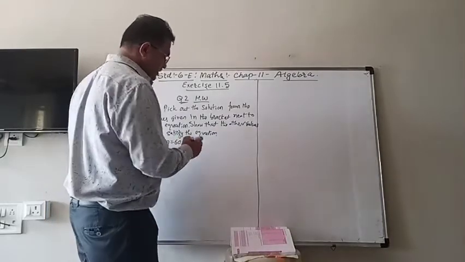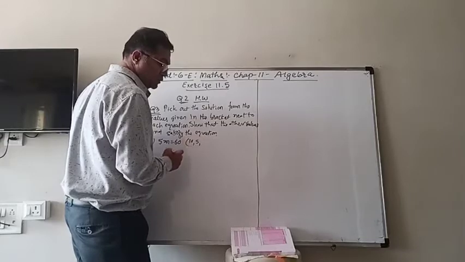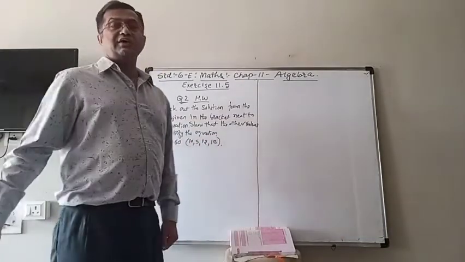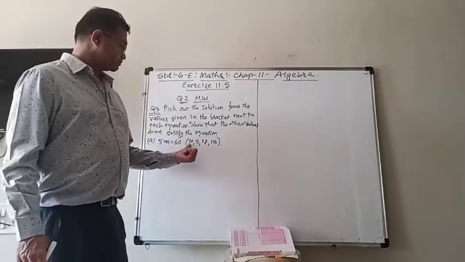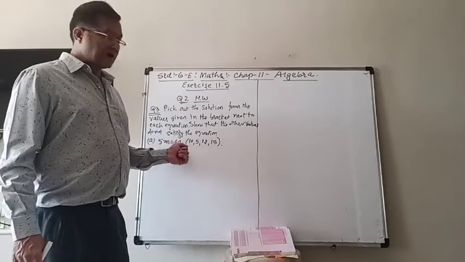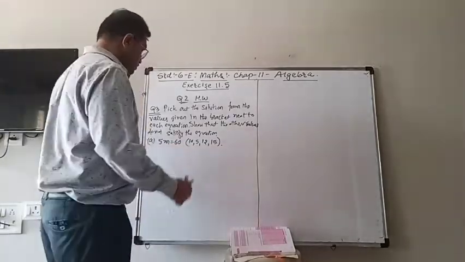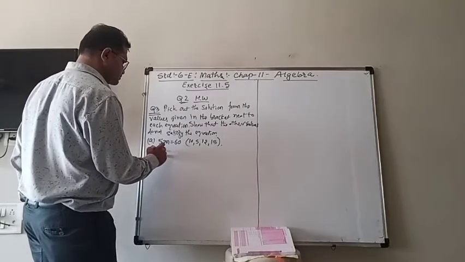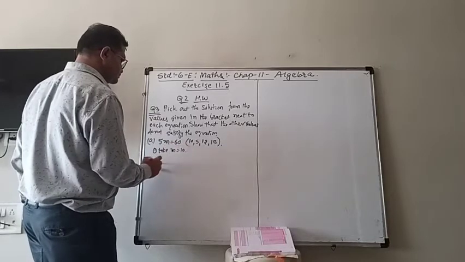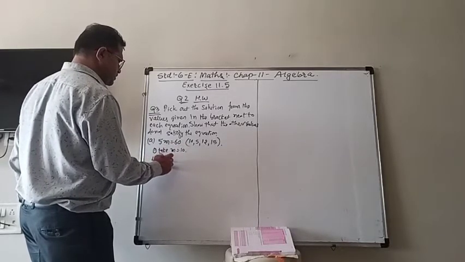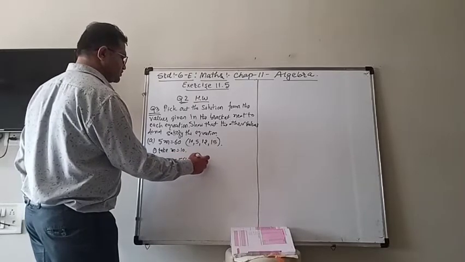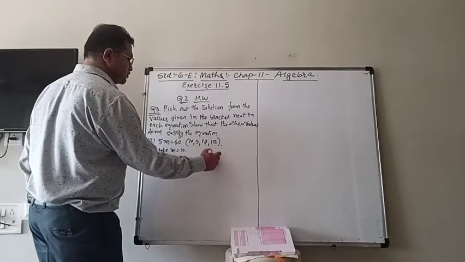and values given are 10, 5, 12 and 15. So one by one we will take the values of m from the bracket and check whether LHS and RHS are equal or not. So first, take m equal to 10. So LHS is equal to 5m equals 5 times 10 equals 50, which is not equal to the RHS.